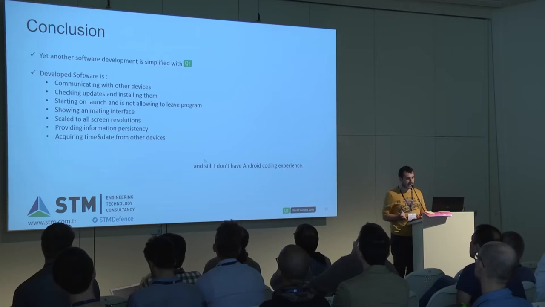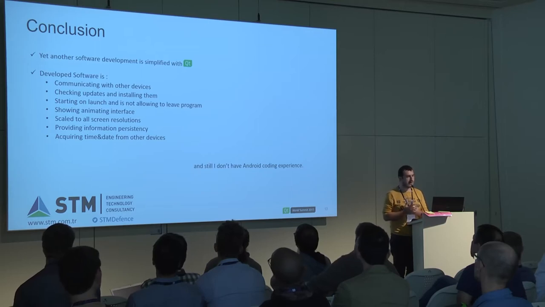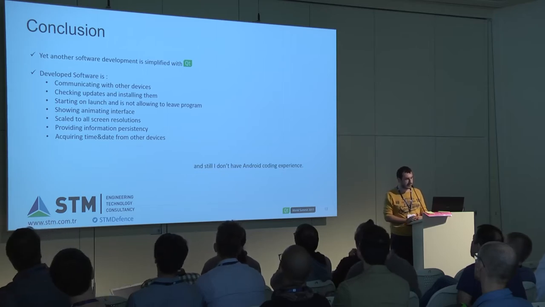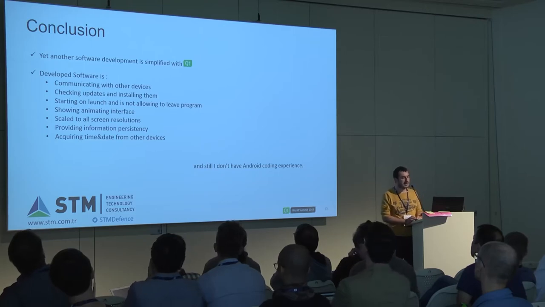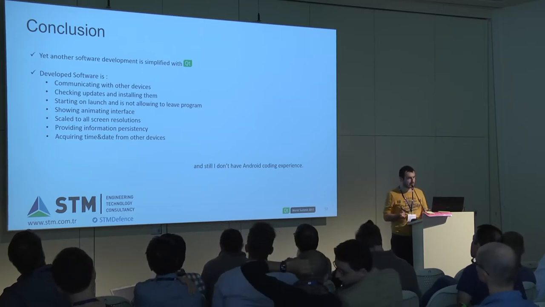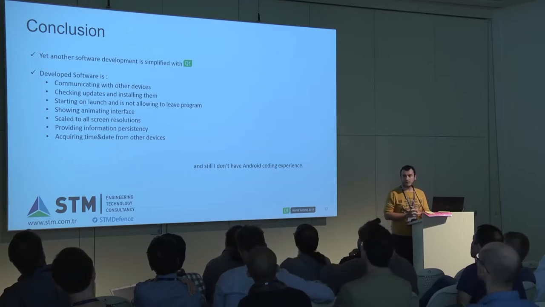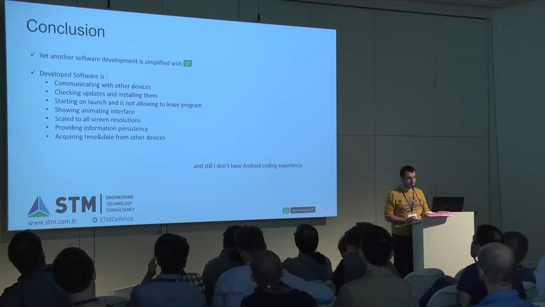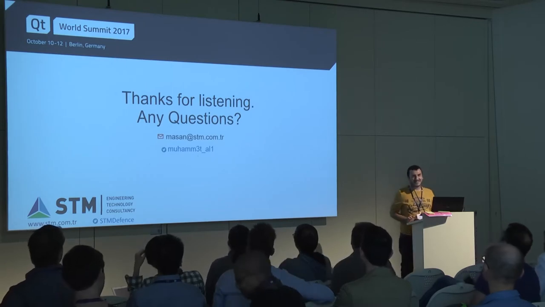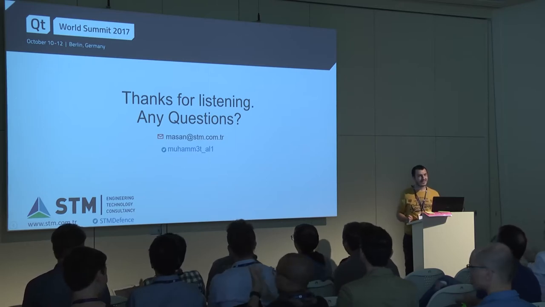To conclude, without any Android experience, I have developed software that is capable of doing almost everything that software is expected to do. It communicates with other devices on the network, it is updatable, it has an animated interface, it scales to all sizes of screens, it has persistent information, and we are able to get our time from outside. But as before the project, I still don't have Android coding experience. Thanks to Qt. And thanks for listening to me. Any questions?